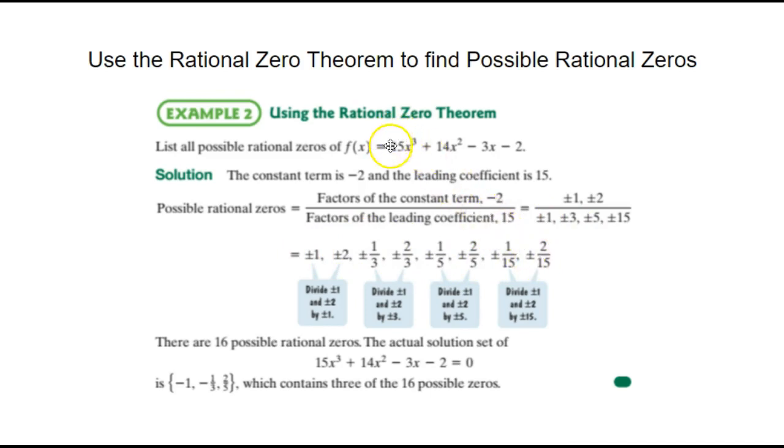So if you were to graph this thing, basically this is what we're talking about. If you were to graph this thing, this graph could possibly pass through the x-axis at any of these locations. And so on the next slide, you're going to see actually where it does pass through. So let's go take a look.